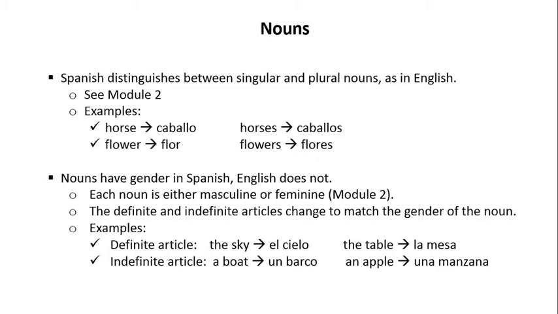The sky in Spanish is el cielo. The table in Spanish is la mesa. Now, notice how the definite article changed to match the gender of the noun. Cielo is masculine, mesa is feminine. Now, an example of the indefinite article is the phrase a boat. In Spanish, un barco. Then we also take the phrase an apple, which is in Spanish una manzana. In a similar way, the indefinite article changed to match the gender of the noun. Barco is masculine and manzana is feminine.